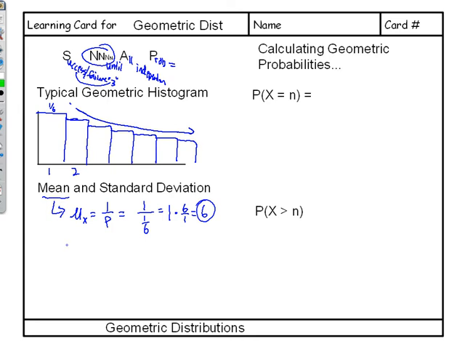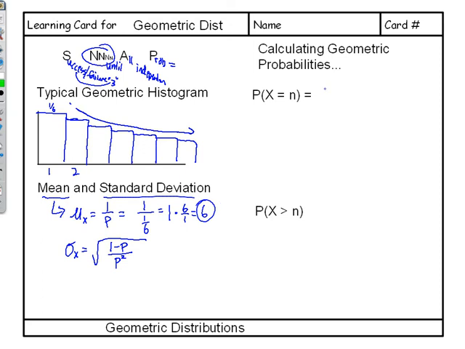The standard deviation of a geometric variable is the square root of failure over success squared. I don't know of a fancy way to remember that one, but it's the square root of failure over success squared, where failure is 1 minus p. Those are the two formulas for mean and standard deviation.